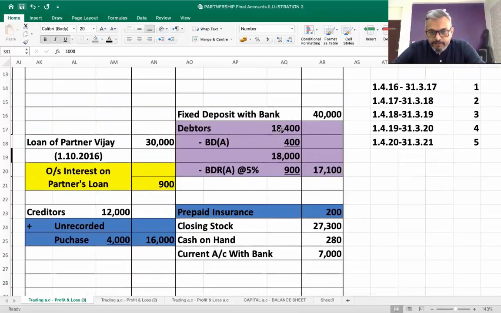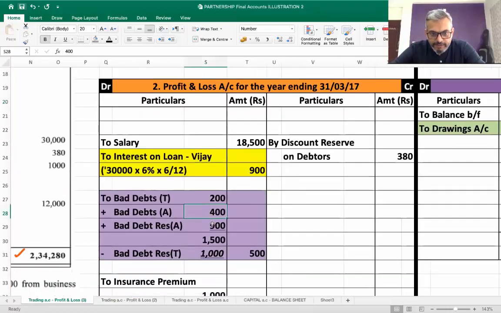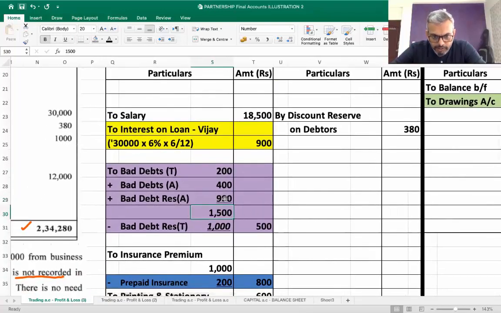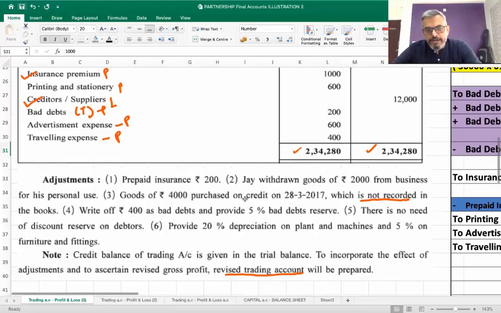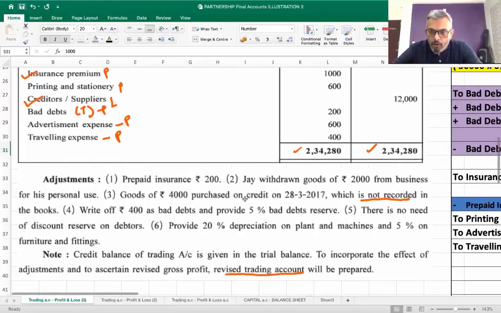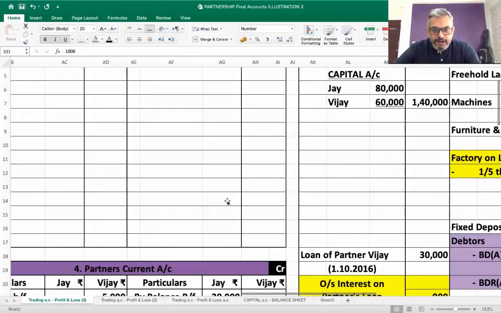Over here, debtors, we minus 400, and 5% of 18,000 is 900. And over here we give the second effect: bad debt as per adjustment, and bad debt reserve as per adjustment. And then the total of these three. And we subtracted bad debt reserve as per trial balance. 500 is the additional reserve we have made. Now, there is no need of discount reserve on debtors. We have already done it.